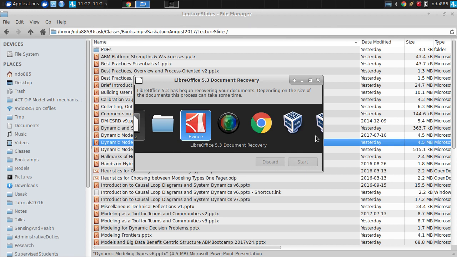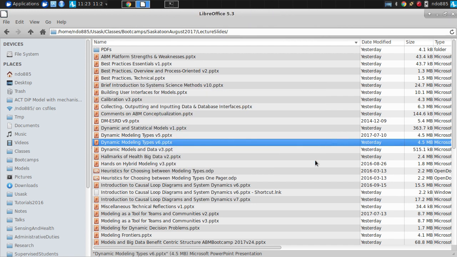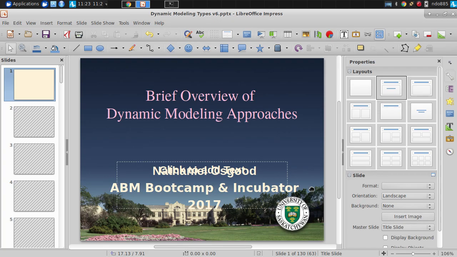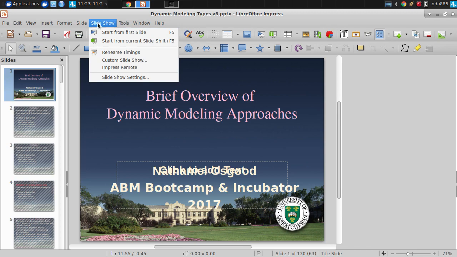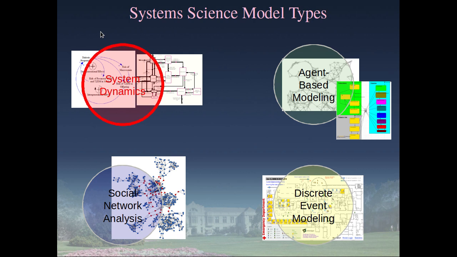The three major types are system dynamics on the one hand, agent-based modeling on the other, and discrete event modeling. All three of those types are supported by the software platform that we're going to be using, AnyLogic, and all three types will be discussed and featured within this bootcamp, although the focus is predominantly on ones as they hybridize with agent-based modeling.